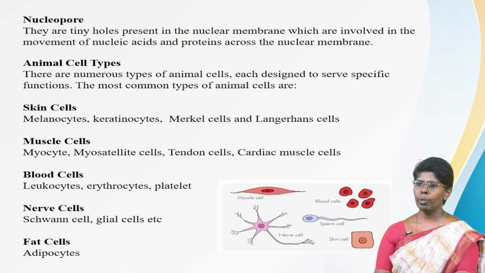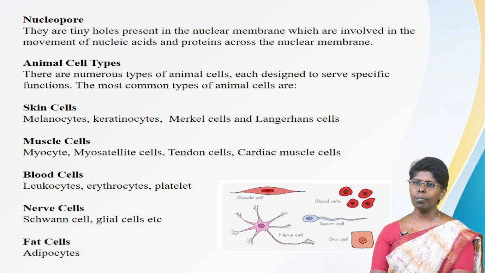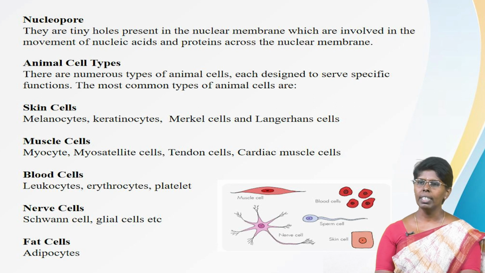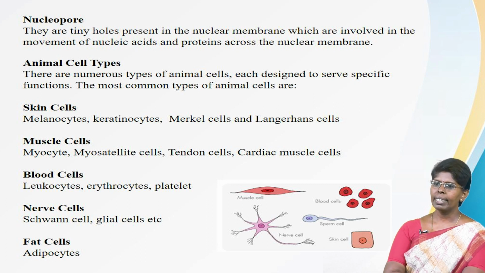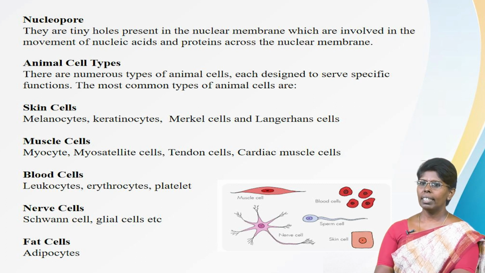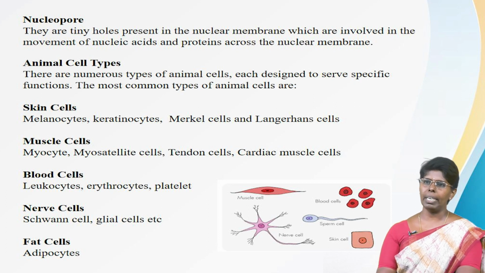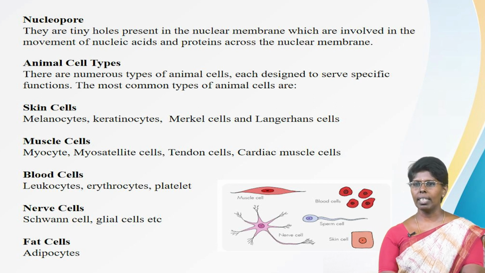Next slide. Now, you will see the nuclear pore. These are tiny holes present in the nuclear membrane, involved in the movement of nucleic acids and proteins across the nuclear membrane. So, the nuclear pore acts as a transport system between the nucleoplasm and the cytoplasm. Now, you see the different types of animal cells. Numerous types of animal cells exist, each designed to serve a specific function. The most common types of animal cells are skin cells, muscle cells, blood cells, nerve cells and fat cells.